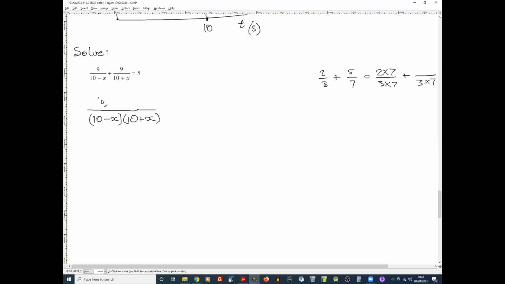And on top, for the first fraction, would it be 9 times 10 plus x? Yes, it would. Good. And then for the second fraction, it would be the same denominator. And then for the numerator, it would be 9 brackets 10 minus x.